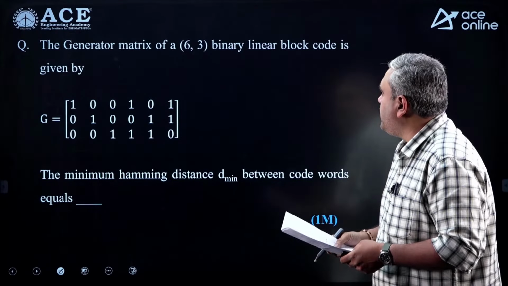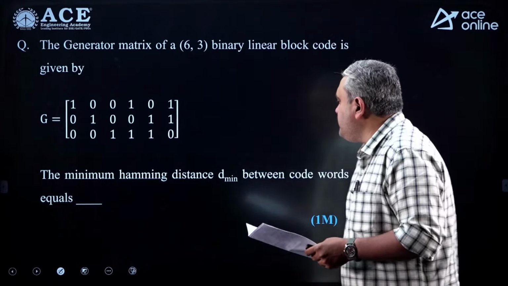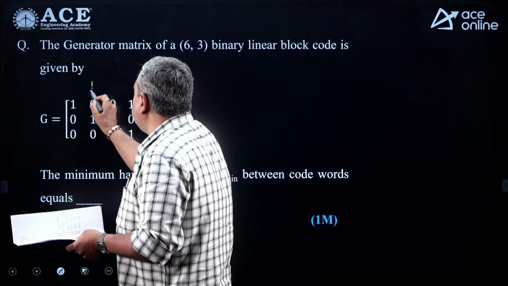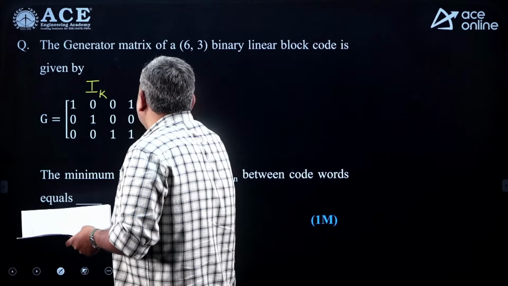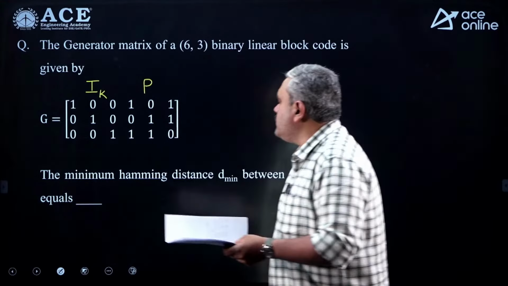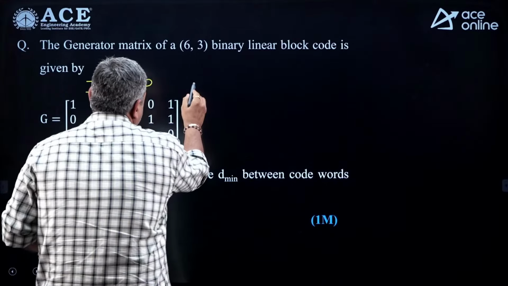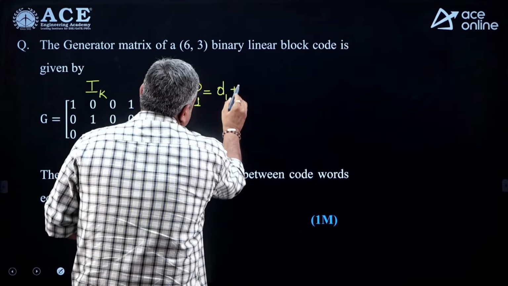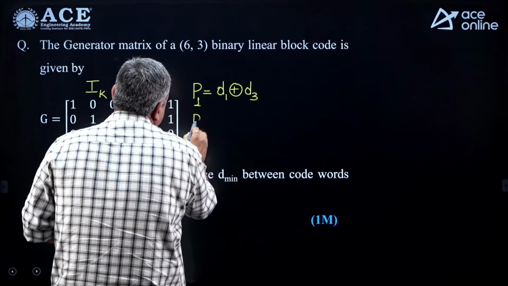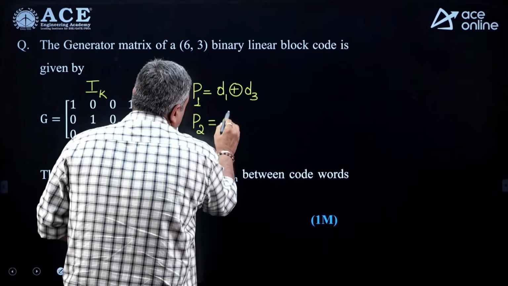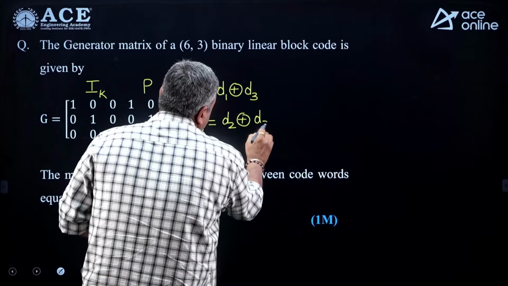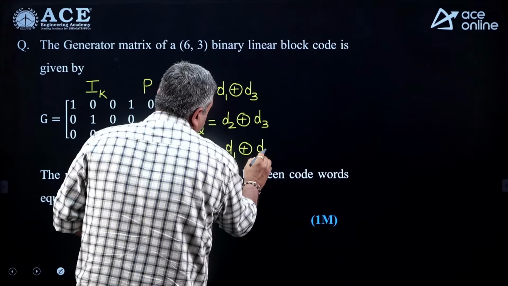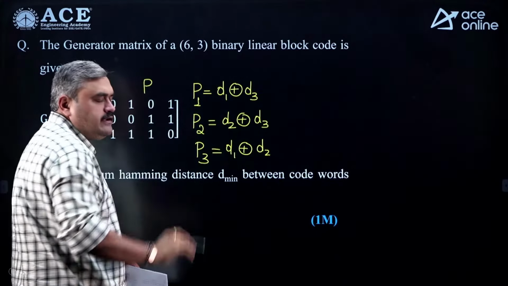The generator matrix of a 6×3 binary linear code is given, and we need the minimum Hamming distance between the code words. Most probably this might be a 2 marks question. You can see very clearly this is the identity matrix, and this part of the matrix is your parity matrix. If you take the first parity equation, it is D1 XOR D3, the second parity equation is D2 XOR D3, and the third parity equation is D1 XOR D2. Just based on this column matrix, wherever one is there, I supplied those values.